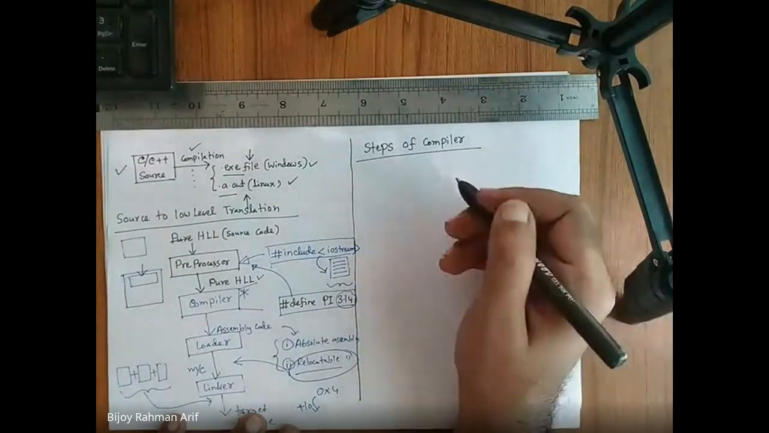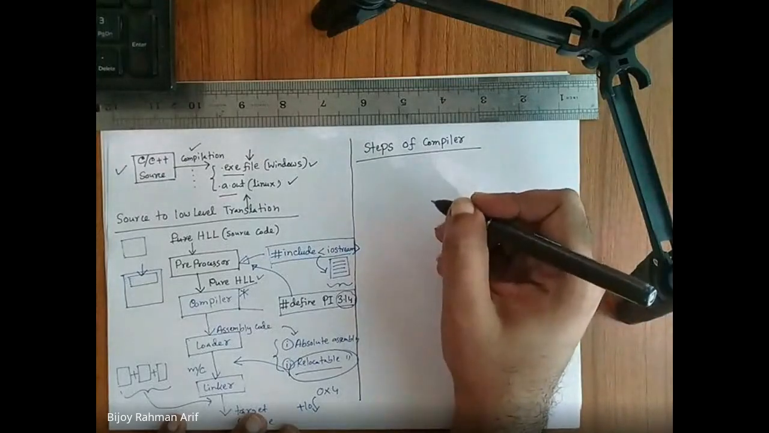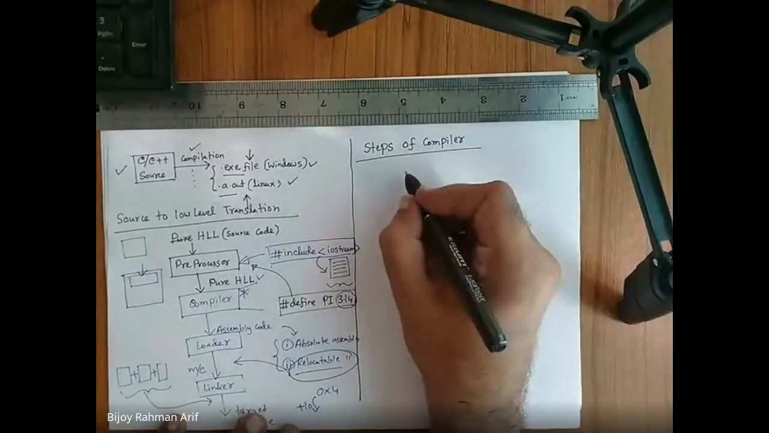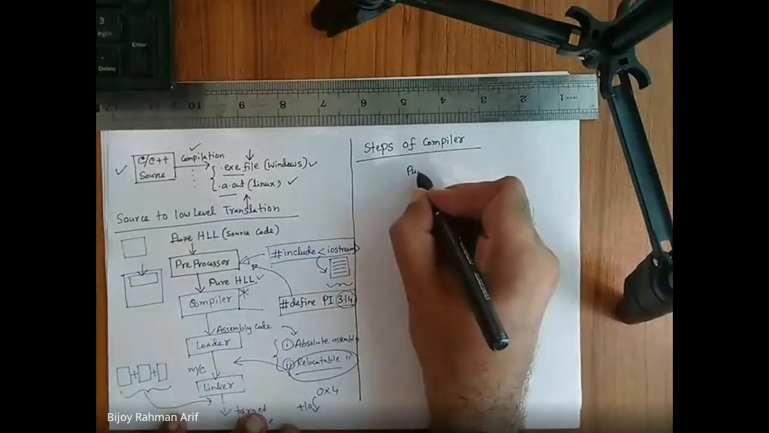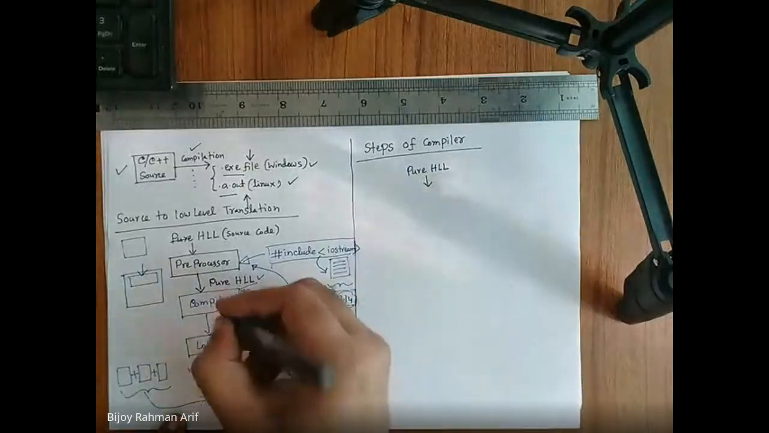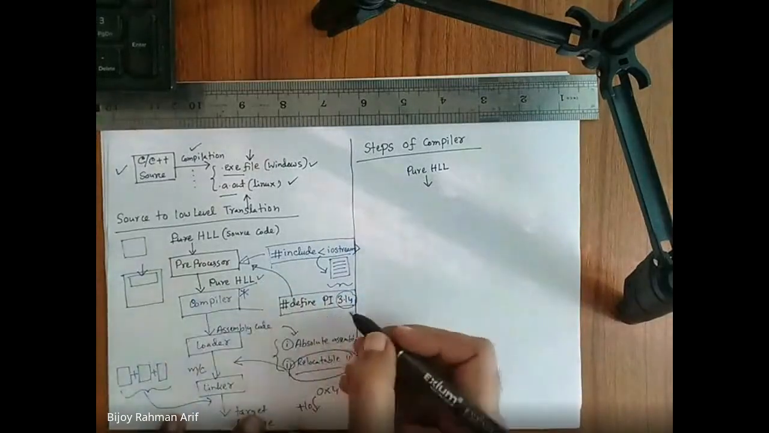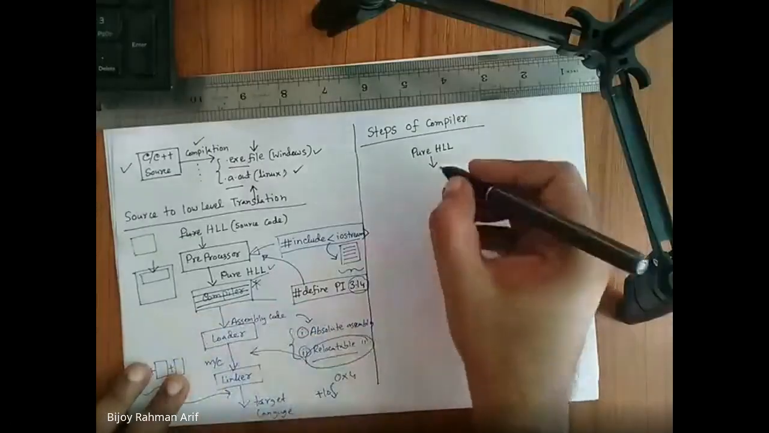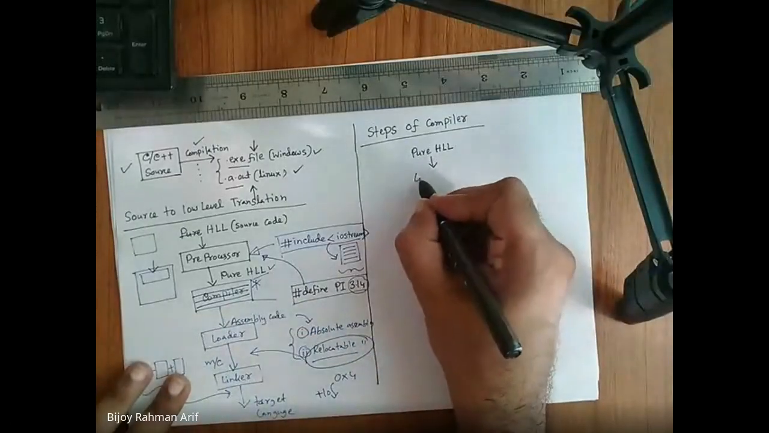So what is the first step of a compiler? Do you have any idea? Pure high-level language. Yes, pure HLL. Then the first step of the compiler is where we are actually breaking this down. The first step of the compiler is called the lexical analyzer.